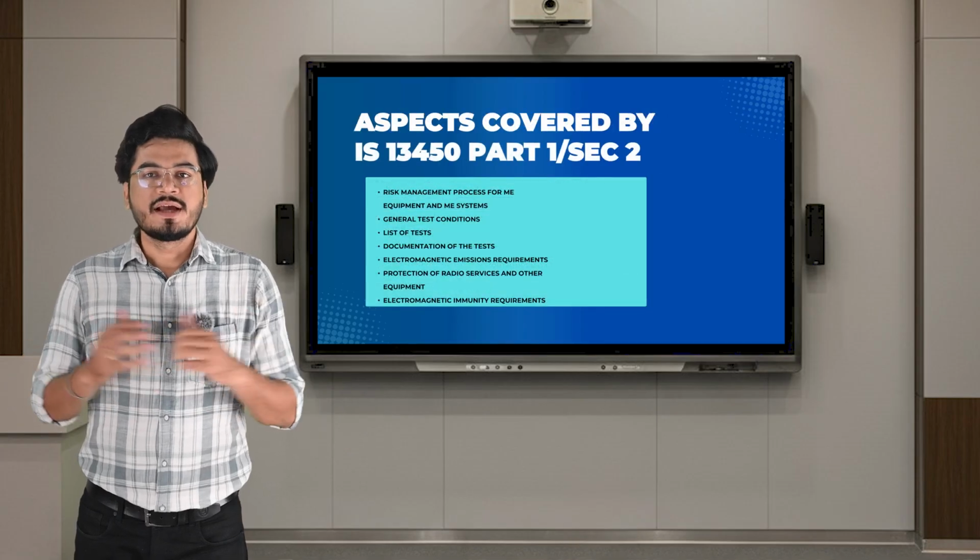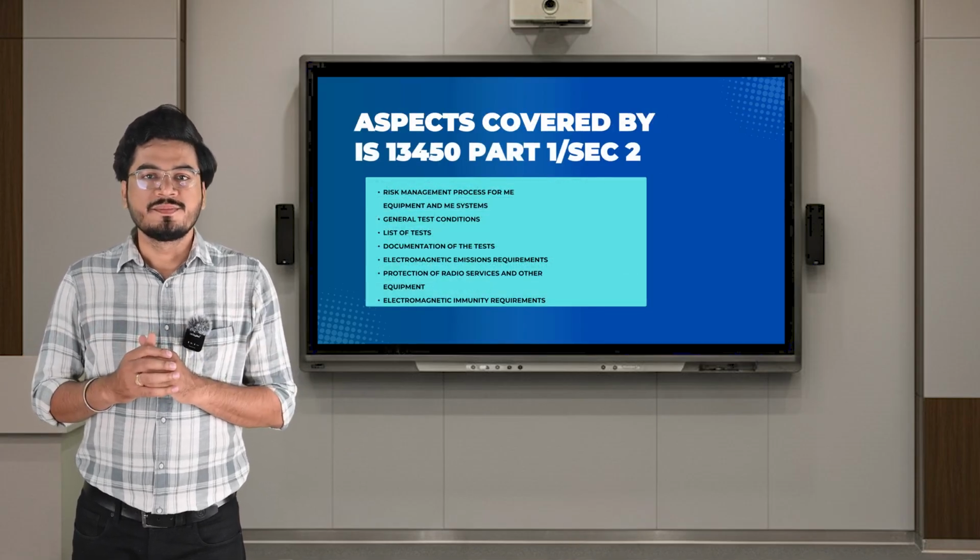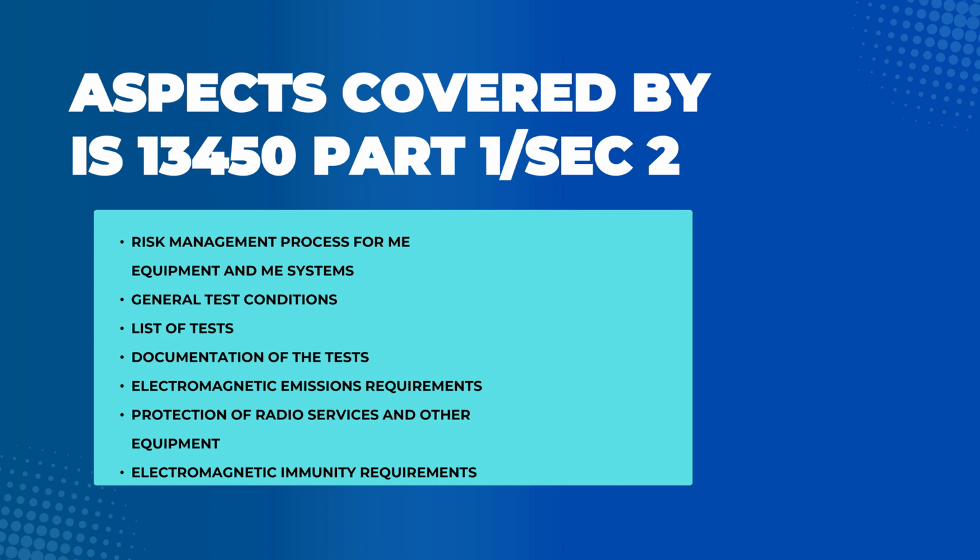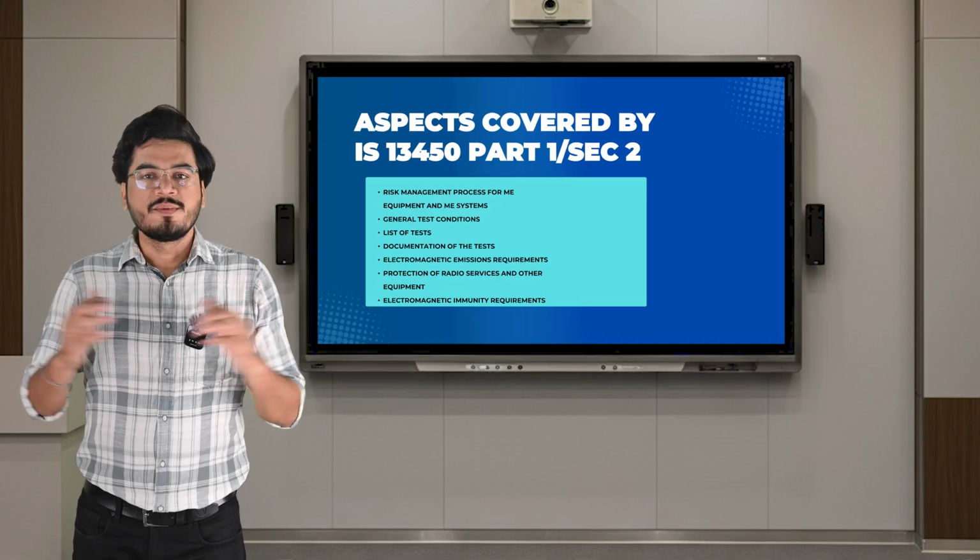Then aspects covered by IS 13450 Part 1 Section 2. First one is the risk management process for medical electrical equipment and medical electrical systems, general test conditions, list of tests, document of the test, electromagnetic emission requirements, protection of radio services and other equipment, and electromagnetic immunity requirements.